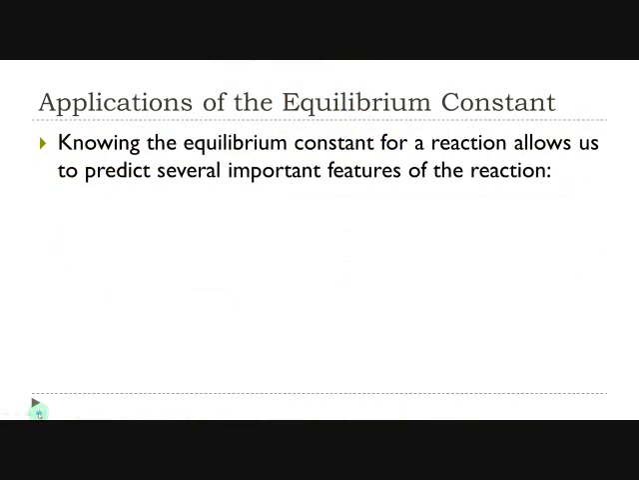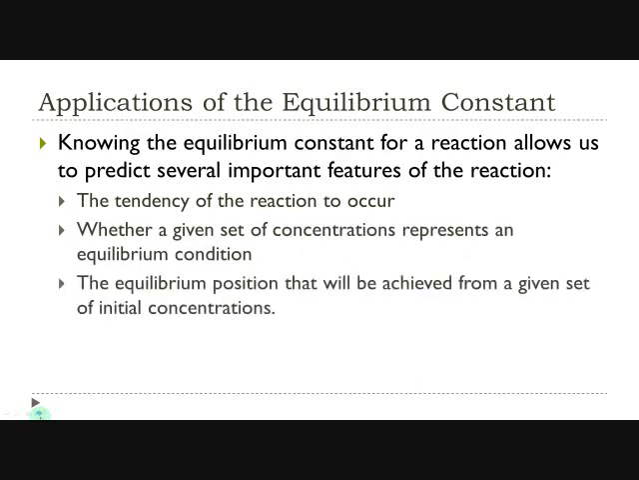We use the equilibrium constant with our equilibrium expressions, but they teach us several more important factors about equilibrium. The equilibrium constant can tell us the tendency for the reaction to occur. So is it likely to actually happen or not? When we're given a set of concentrations or conditions and plug them into the expression, does it actually represent equilibrium? Does it equal the constant that we saw previously?